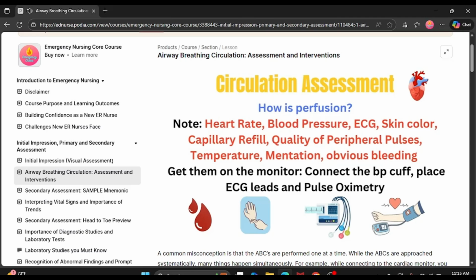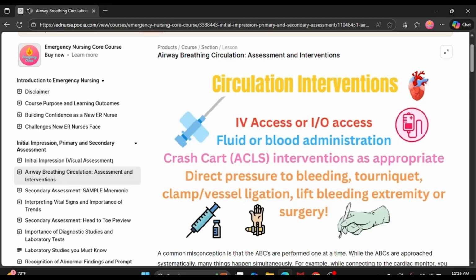So when the patient arrives, we get them on the monitor quickly, connecting the BP cuff, placing ECG leads, and pulse oximetry to collect these pieces of information as soon as possible. As for interventions, you get your patient on the monitor, get IV or IO access, and consider starting fluids, blood products, or even vasopressors depending on the likely cause of the shock. We address the ECG rhythm if needed.